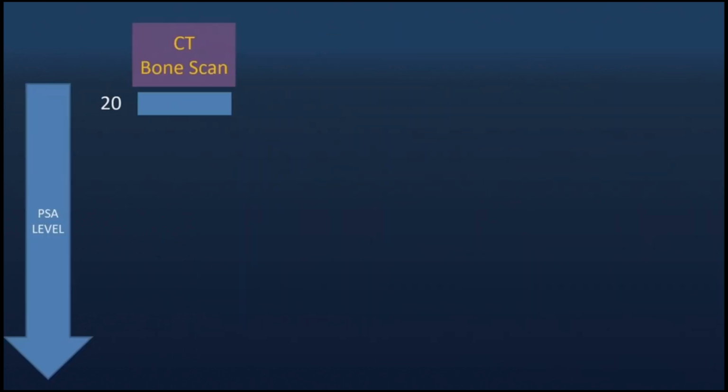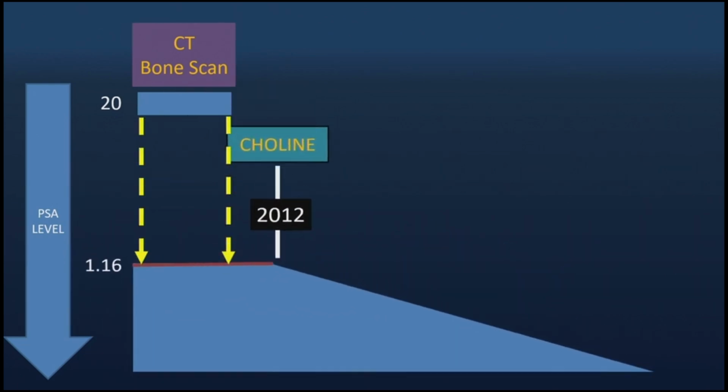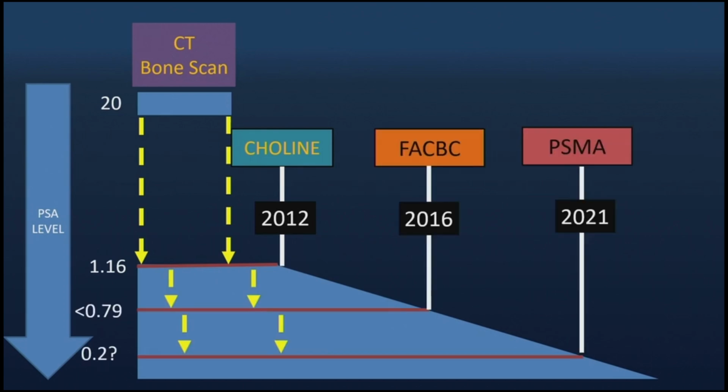Just to give you an idea of where we've come from in terms of the PSA detection level for metastatic disease. Back when I was a resident in abdominal imaging and starting nuclear medicine back in 2010 to 2012, we had to rely on CT and bone scan. We had to wait for the PSA levels to get to 20 before we could be confident in detecting systemic metastatic disease. Now with choline that came along, that value dropped to a 20th of that, 1.16, and the story continued down, all the way down to PSMA at about 0.2. I've seen positive scans at 0.1. So really, the bar has significantly dropped, almost 100th of where we were before.